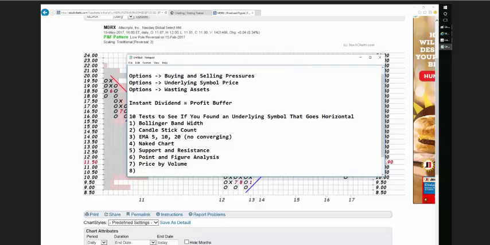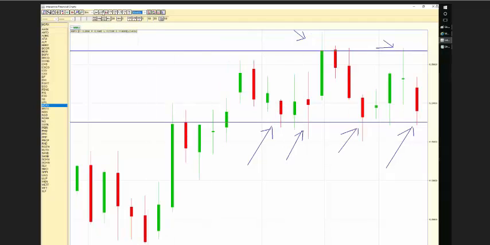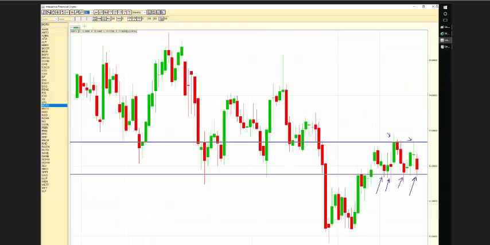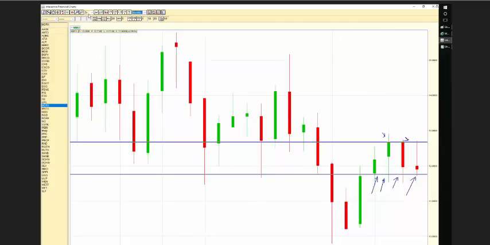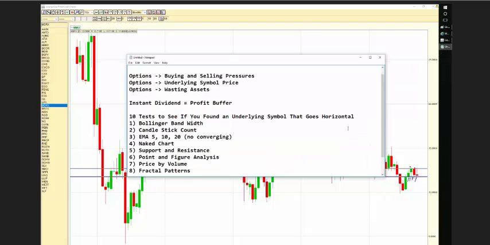Number 8, fractal patterns. So I like to look at different time frames. Daily, 6 month. Weekly, 2 year. Monthly, 10-year. Has this candidate been going sideways in all of those time periods? Even I could go down to 30 minutes and look at about 5 days. Has it been going sideways when I look at it each time period? If it has, it's more lower hanging fruit.